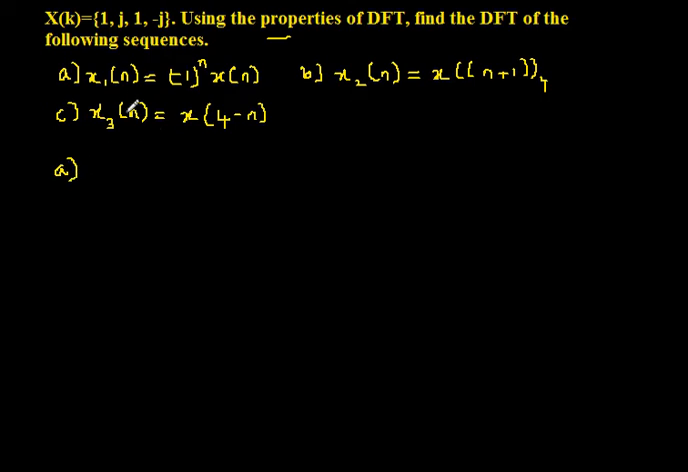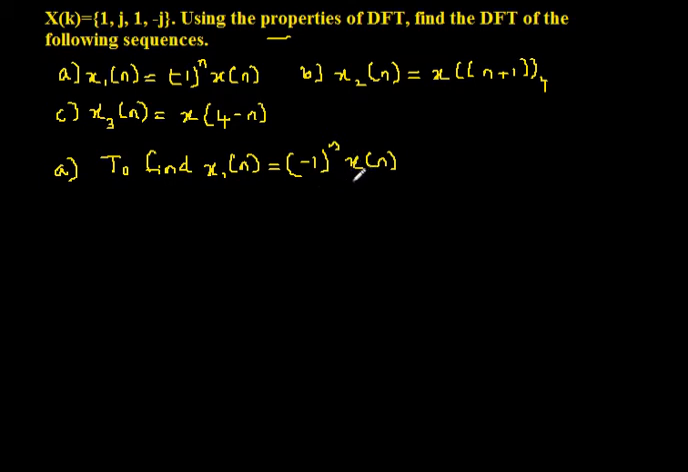First thing is I have to find x1 of n, which is equal to minus 1 to the power n times x of n. The very first task is to identify which property I have to make use of here. That is the first and foremost thing to be done. So which property is that?